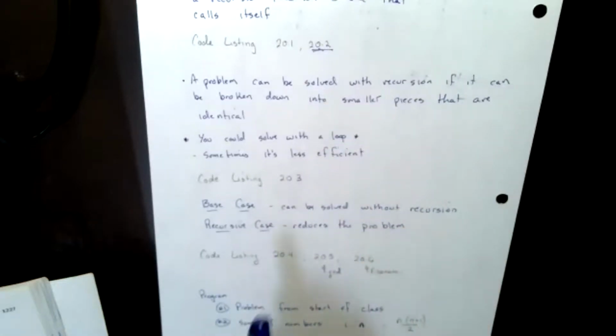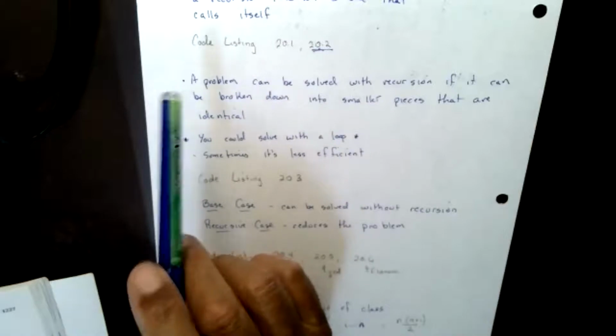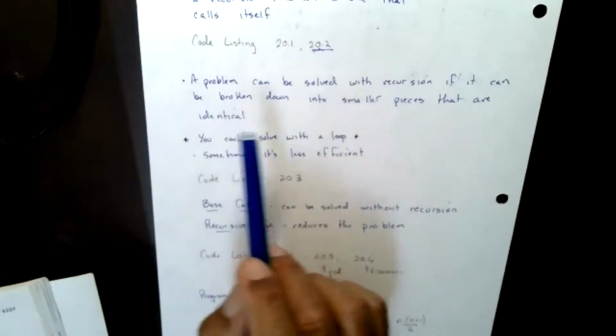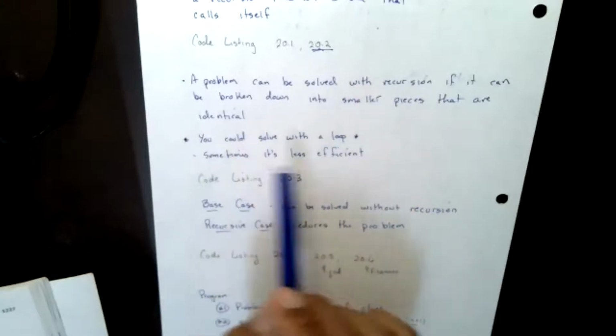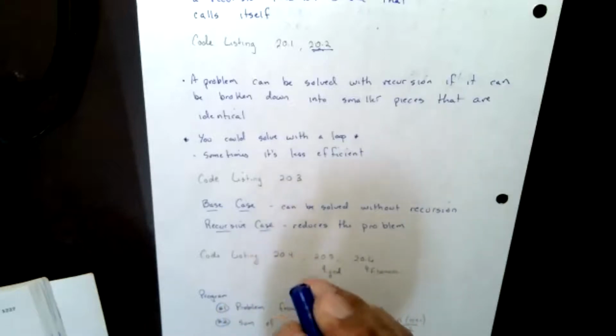Okay. Now, do we need recursion? The answer to that question is no. Everything you can do recursively, you could actually do with a loop. Sometimes a loop is more confusing to work with. Sometimes recursion is less efficient to work with. It's better off to do a loop. But anything that you can do with recursion, you can do with a loop.